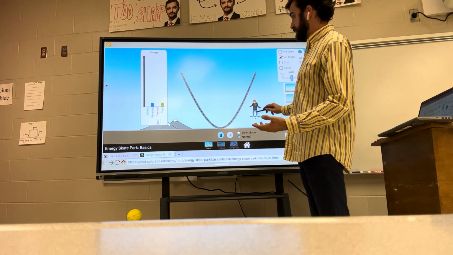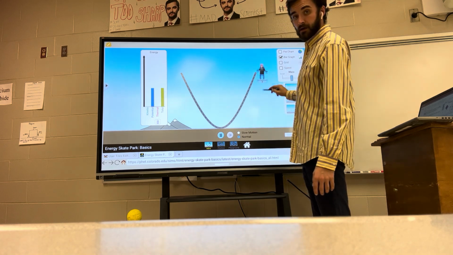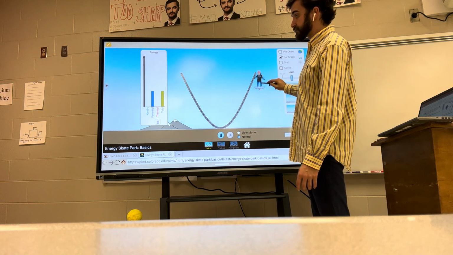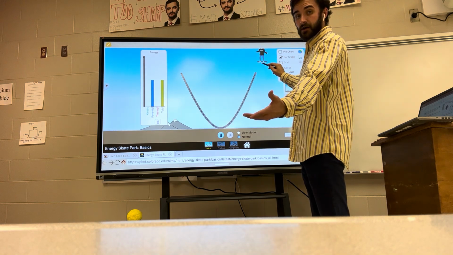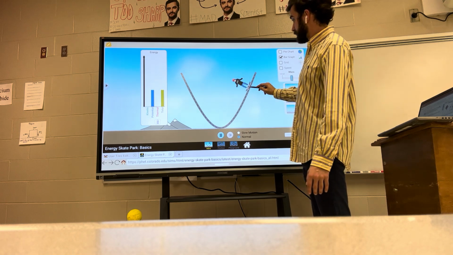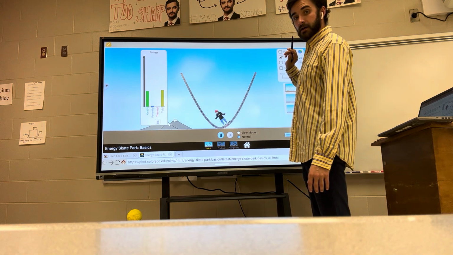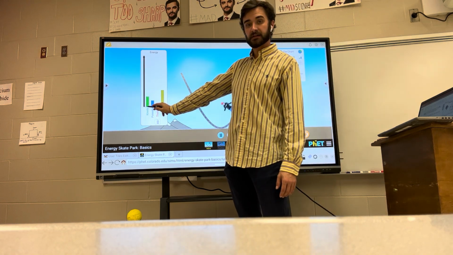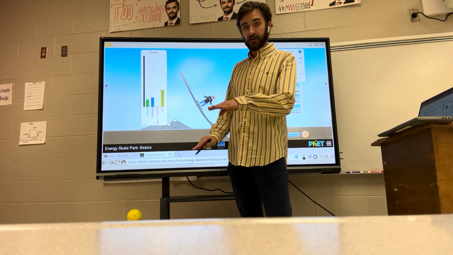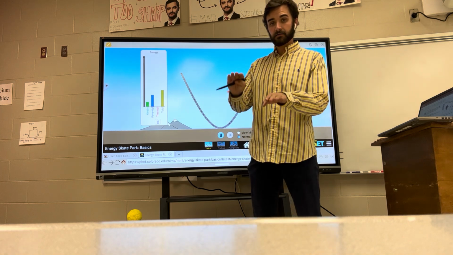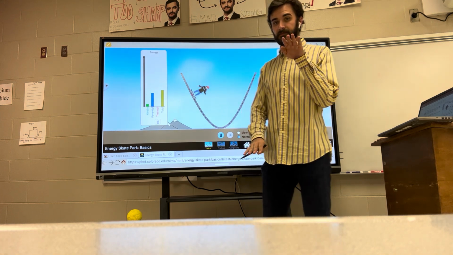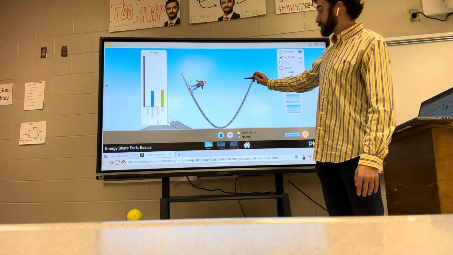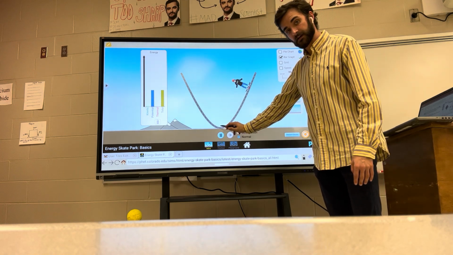One thing you're going to notice as I lift this skateboarder up: the higher I lift this skateboarder, the higher the potential, and thus the higher the total. So I'm going to let her go about right here. And one thing you're going to see is this back and forth motion between kinetic and potential. They are constantly going up and down. Potential energy is highest when she's at her peak, and lowest when she's at this little crevice.